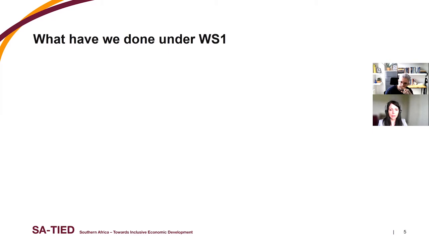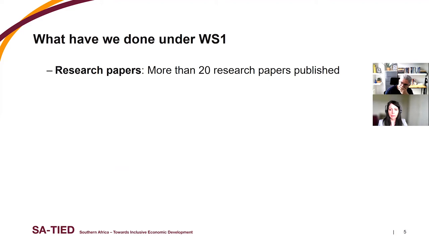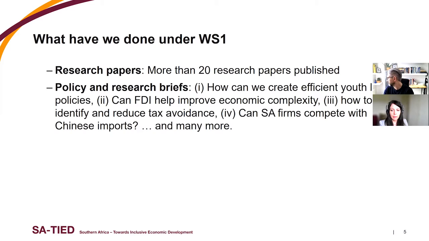So what have we specifically done under Workstream 1? We have done quite a number of research papers, and it's over 40 researchers that have been involved in this production of papers. So we have more than 20 published research papers under this Workstream, and we have around 10 that is ongoing and forthcoming. We also produce policy and research briefs. So basically we are trying to translate some of the deeper knowledge that we gain from the research papers into briefs that are more easily read by the public.